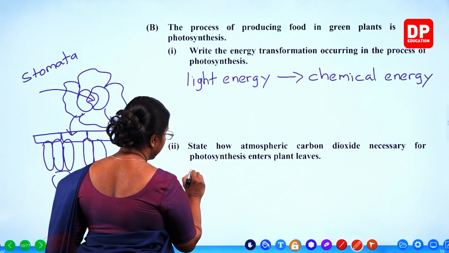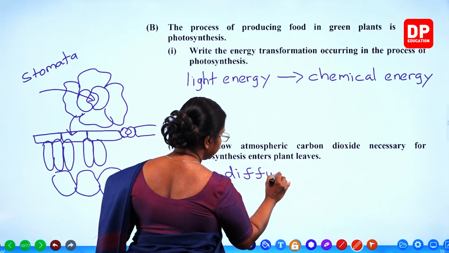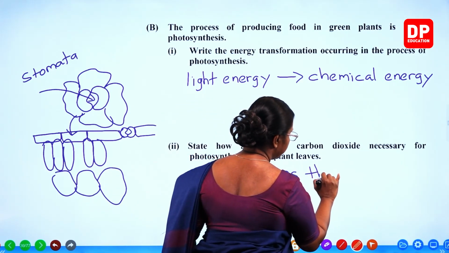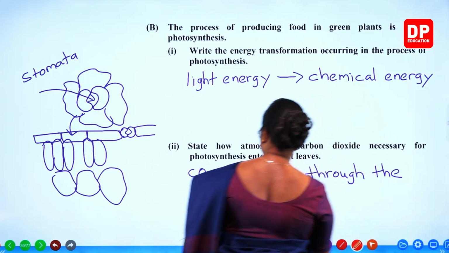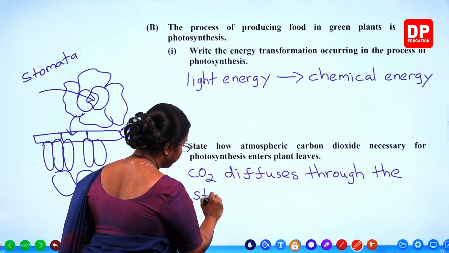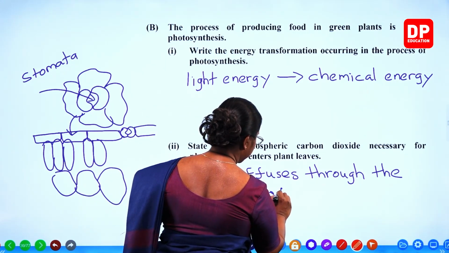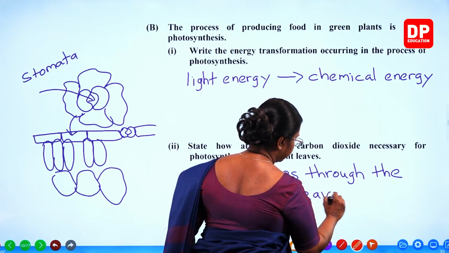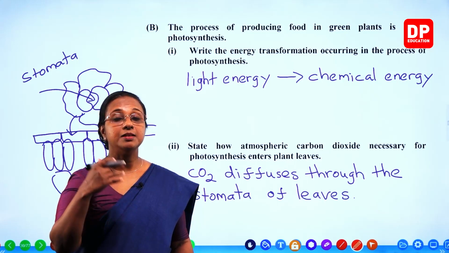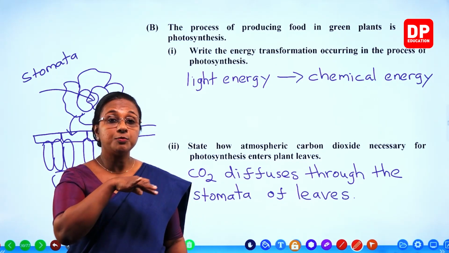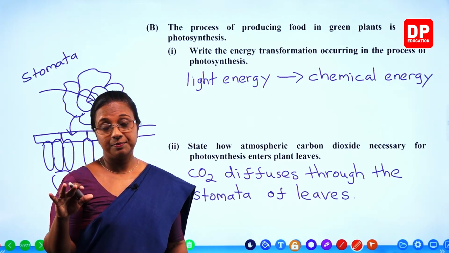So, there carbon dioxide diffuses through the stomata of leaves. So, you all know you have the upper epidermis and the lower epidermis. In both there are stomata. There are more stomata in the lower epidermis compared to the upper epidermis.